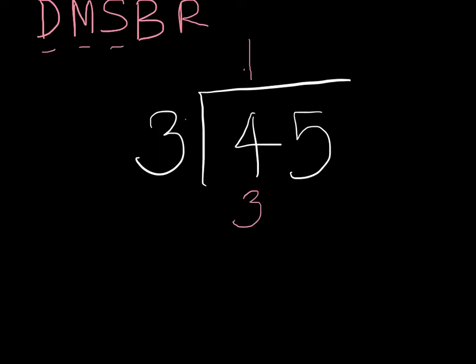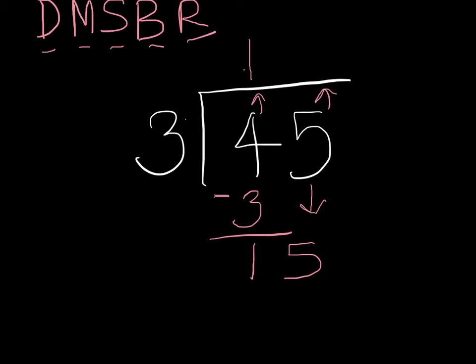Then we have to do the Sister part, the subtract. 4 minus 3 is 1. And then the B is for Brother, for bring down. So we bring down the 5. Now we don't have a remainder yet because we don't have a number written over each digit here. We have a number over the 4, but we don't have one over the 5. So the R now stands for repeat.